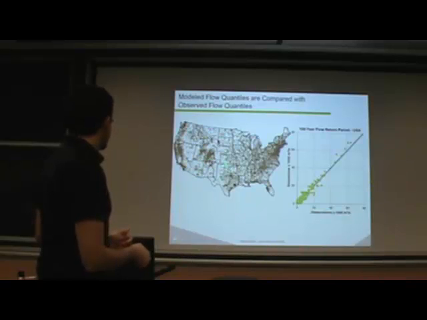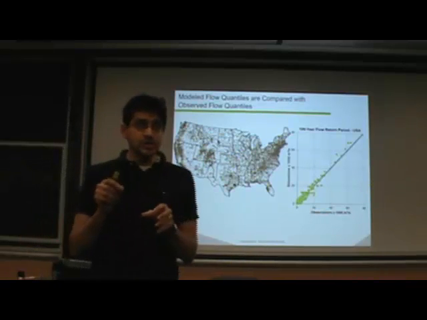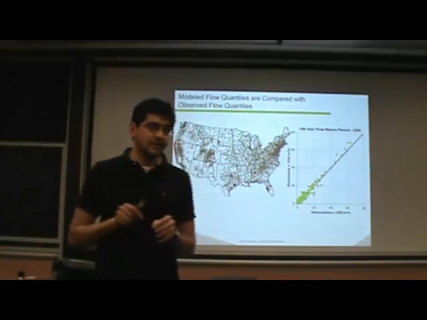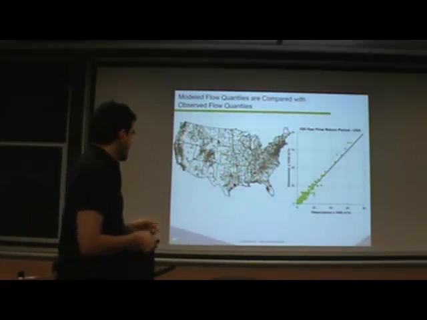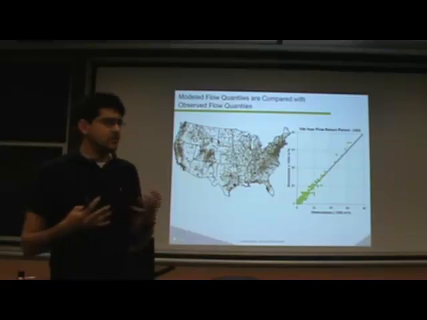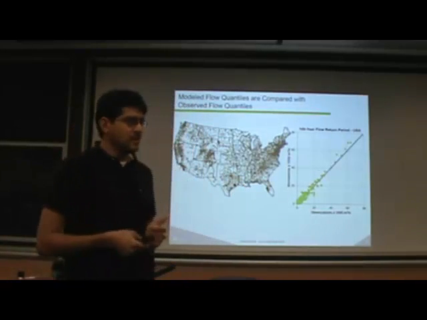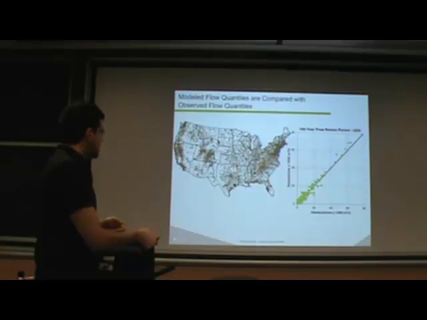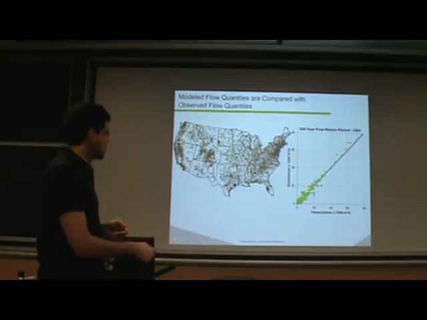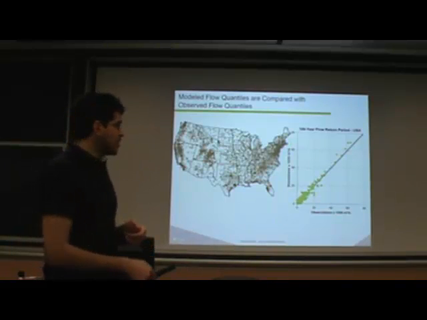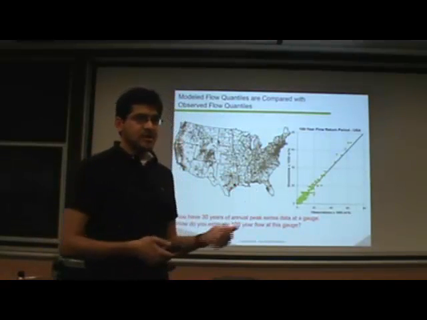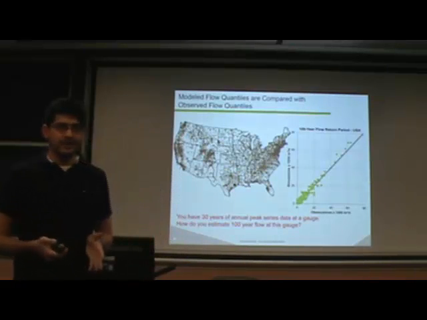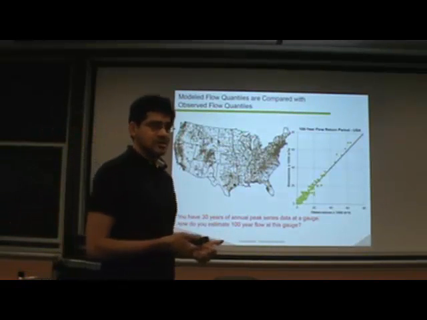On the left side, each one of these points is where you have a USGS gauge. USGS is the US Geological Survey, a gauge sitting on your stream measuring stream flow data. On an average, you have about 30 to 40 years of data on each one of these gauges. But now in the validation, I'm showing the observed 100-year flow versus the simulated 100-year flow, and I'm showing a decent comparison between them. So the question is, if you have 30 years on an average on these gauges, how do you estimate the 100-year flow on these gauges?